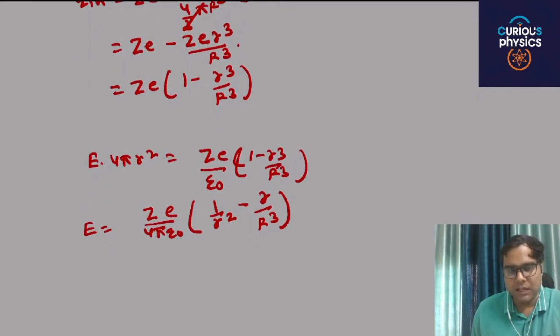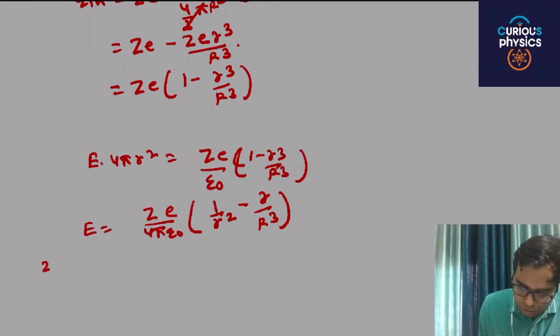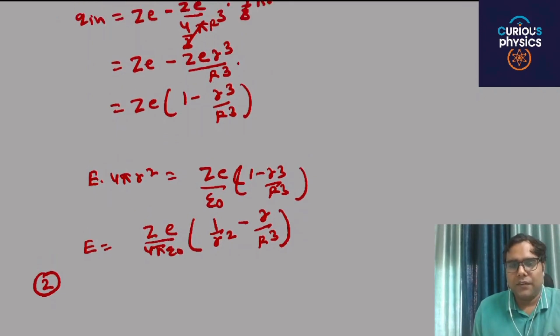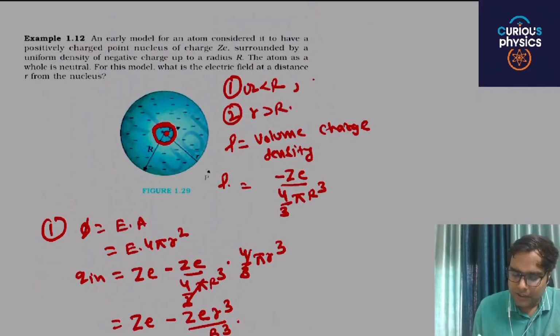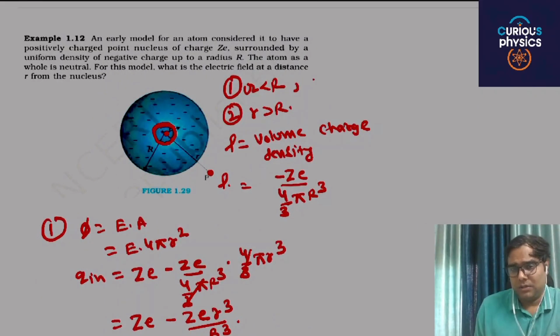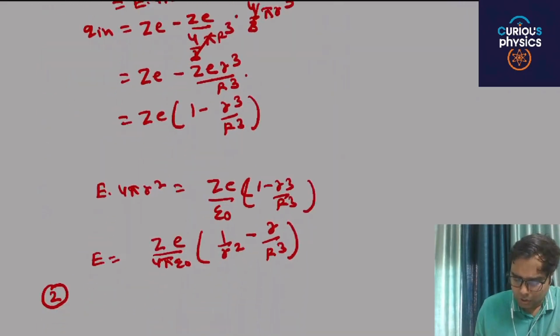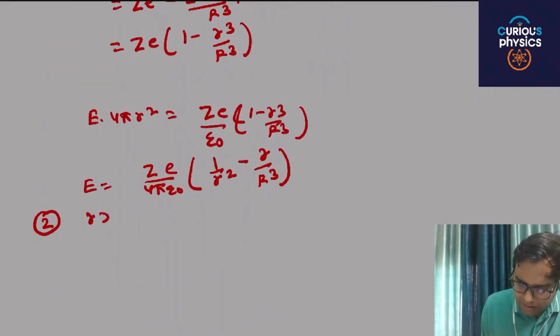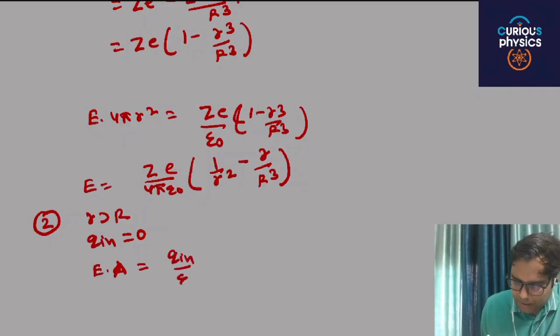Case 1 was the tougher one, and in case 2 you have to find the electric field outside this sphere, at this particular point r. Outside this sphere, for net Q in, positive charge Ze is concentrated at the center and minus Ze is in the whole sphere. So net Q in is 0, r is greater than R. The net Q in is equal to 0, and that's why E into A is Q in by epsilon naught, so you will get E is equal to 0.